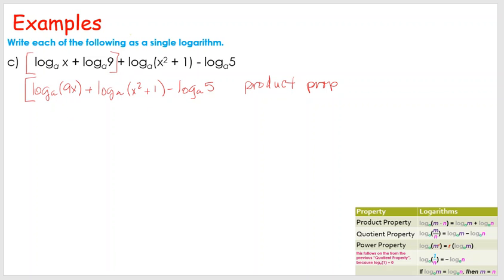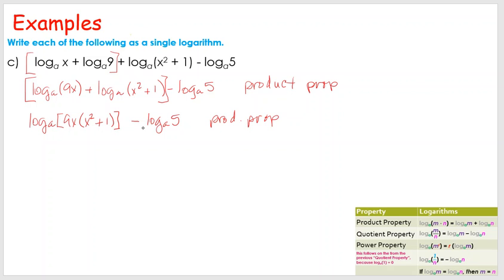these two, I'm grouping again. These two are being added together, so I can change that to multiplication. So I'm going to have log base A of 9x multiplied by x squared plus 1. And then I just bring down my log base A of 5. And on that one, again, I'm using the product property.